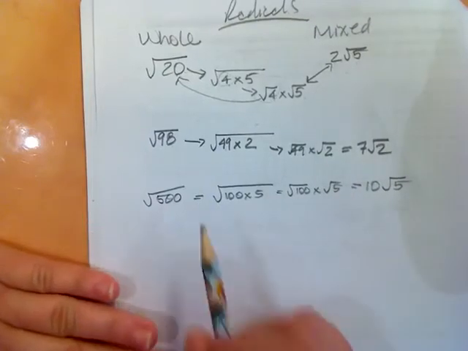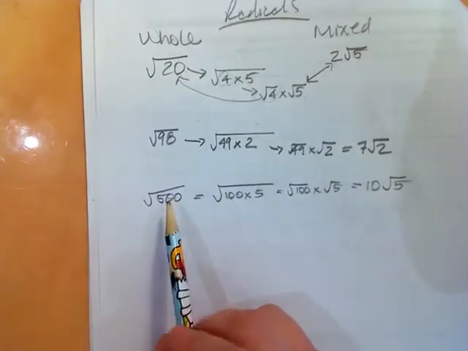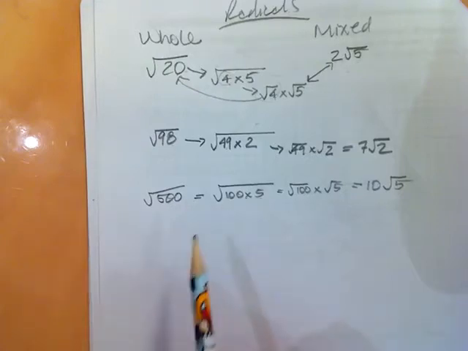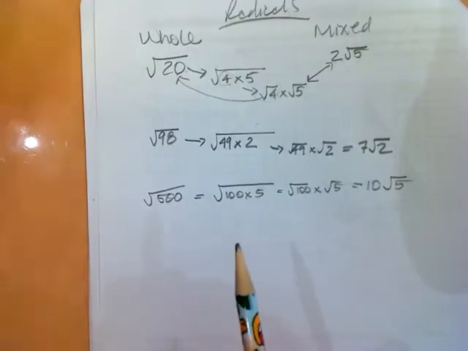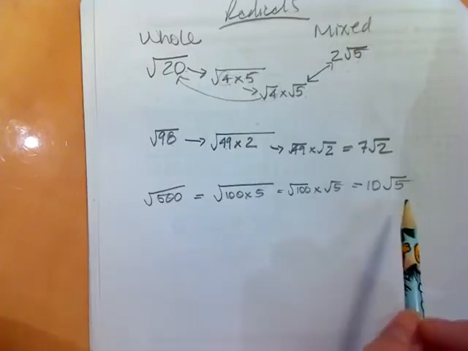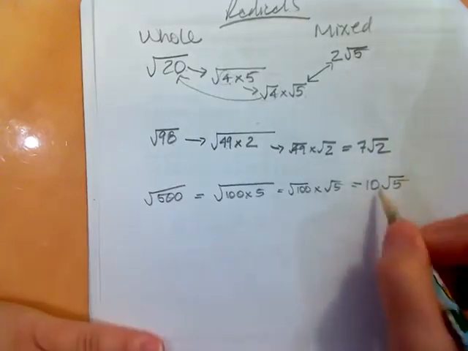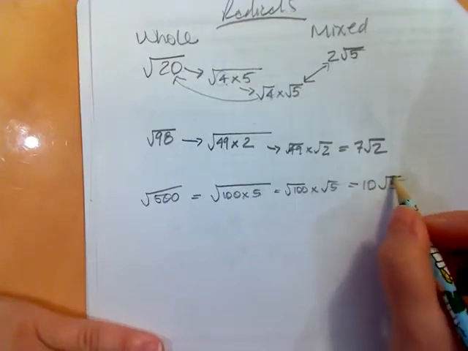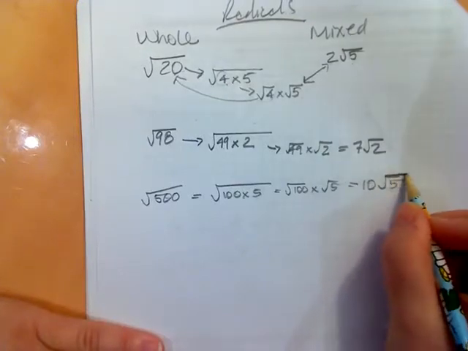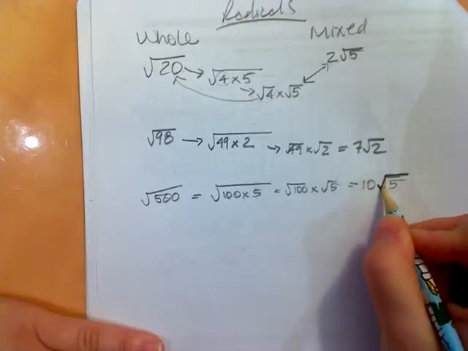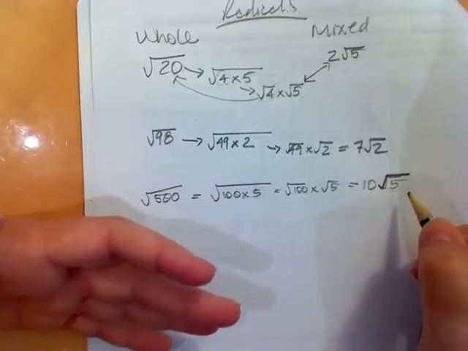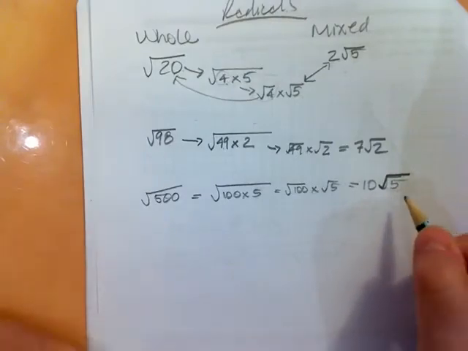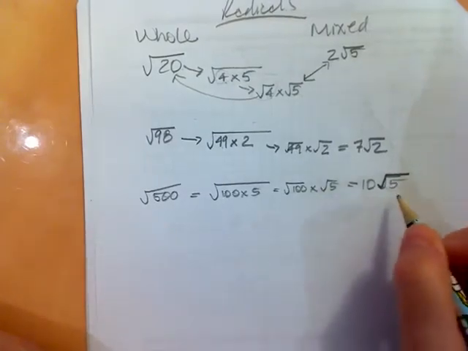So again, the key is figuring out how to break this number down to a perfect square times something else. Now here's the only thing that you need to check. When you're finished, meaning when you get to this point, you have to just take a look at the radicand, which is what the proper name is for the number under the root, and you have to look at it and say, can I break it down again? 5 you can't, but if it was, let's say, 18, you could break it down to 2 times 9, and then you would take it out again.